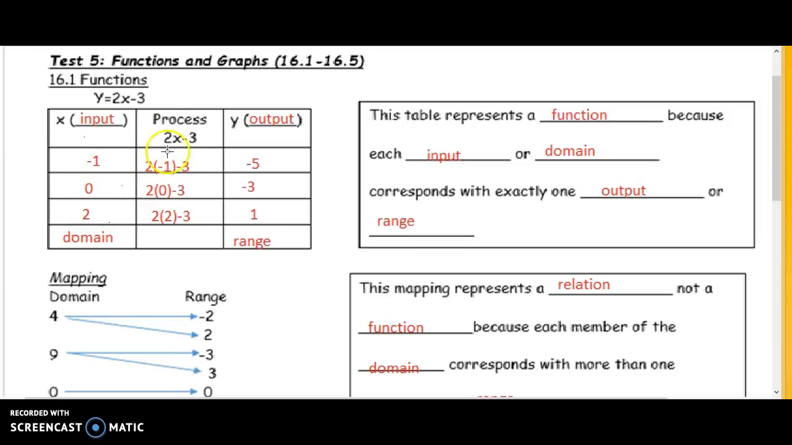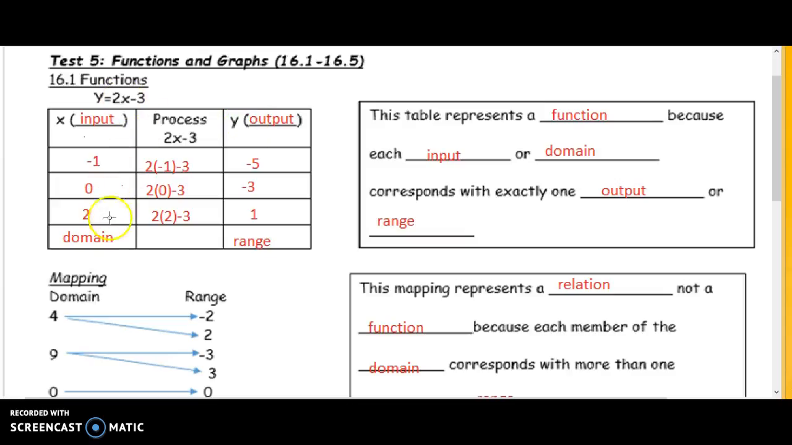And then we have the process column, which just means what are we going to do with our input? So kind of think of a function like a Coke machine. You put a dollar in, and hopefully you get a Coke out. So the process is the vending machine taking your money and giving you the desired drink. So we put in our -1 into our process, 2 times -1 minus 3, and our output should be -5. Same thing with 0 and 2. We put it into the process and we get our output. So our y column is also our output.